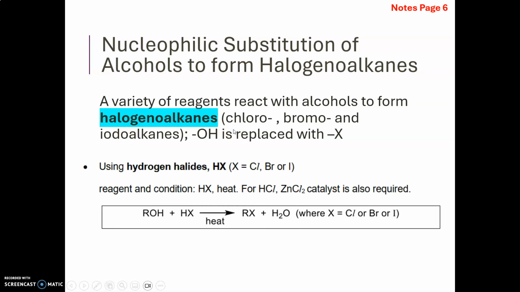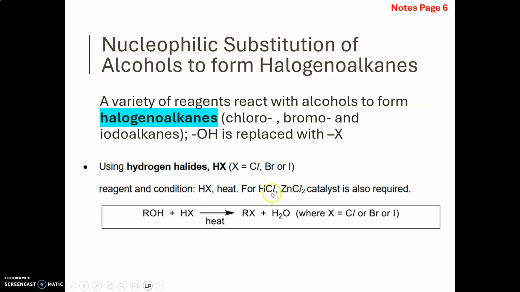So the first reagents that can be reacted with alcohols to form halogenoalkanes are hydrogen halides. So over here, please take note firstly that these are gaseous hydrogen halides, not hydrogen halides dissolved in water. So when you heat the alcohol with hydrogen halide gas, it leads to the formation of the corresponding halogenoalkane. So if you want to synthesize bromoalkane, for example, you can heat the alcohol with hydrogen bromide gas.